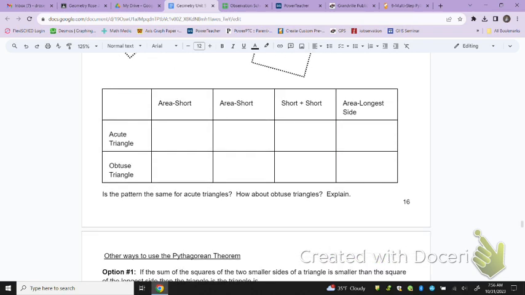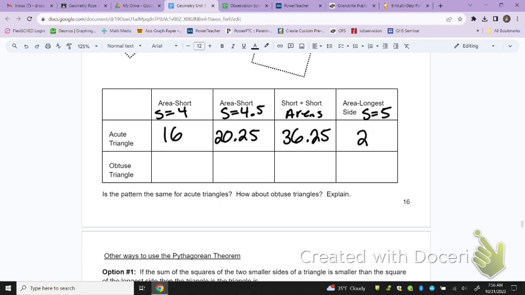So in our acute triangle, one of the short sides is 4. The area for that was 16. The other short side was 4.5. The area for that was 20.25. We're going to add these two areas together. We should get 36.25. And again, for the longest side, it was 5 units, and the area for that square was 25.